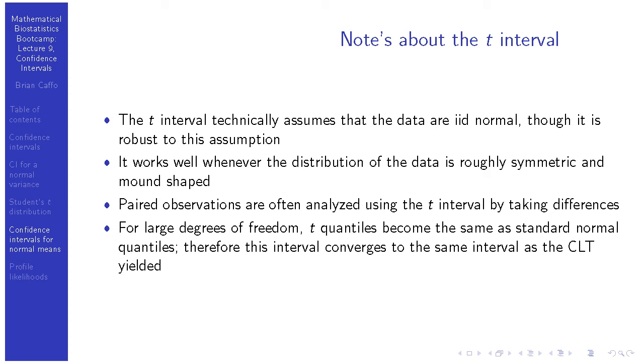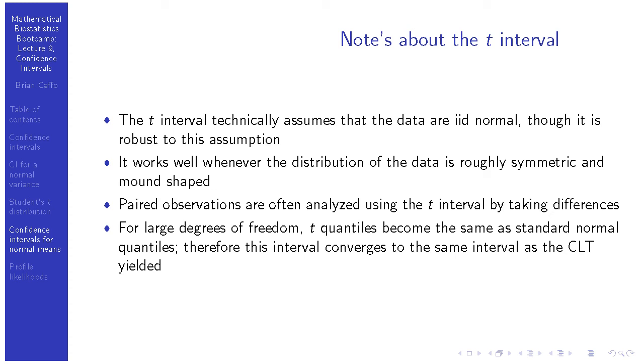And if you have paired observations, people before and after a treatment, for example, you can subtract them and then create a t confidence interval on the difference. So often paired observations are analyzed using this exact confidence interval technique by taking differences. And often differences tend to be much more Gaussian looking. They tend to be nice and symmetric about 0.